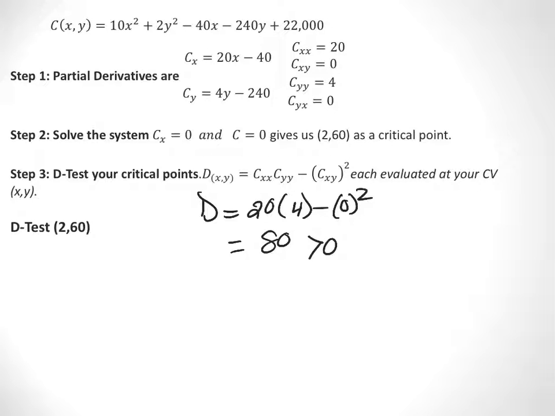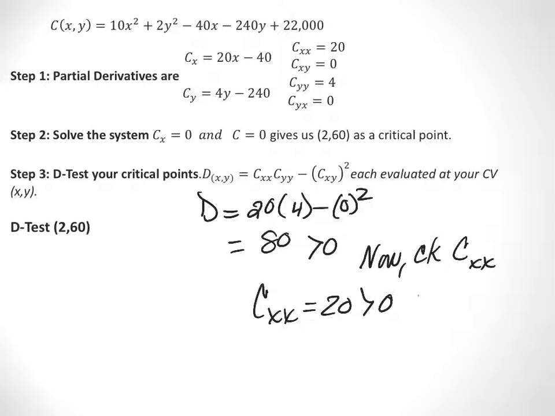Now we have to check the second order partial derivative with respect to x. We have c sub xx is equal to 20. That's greater than 0, which means we have a min. So this is a relative minimum and a minimum cost.